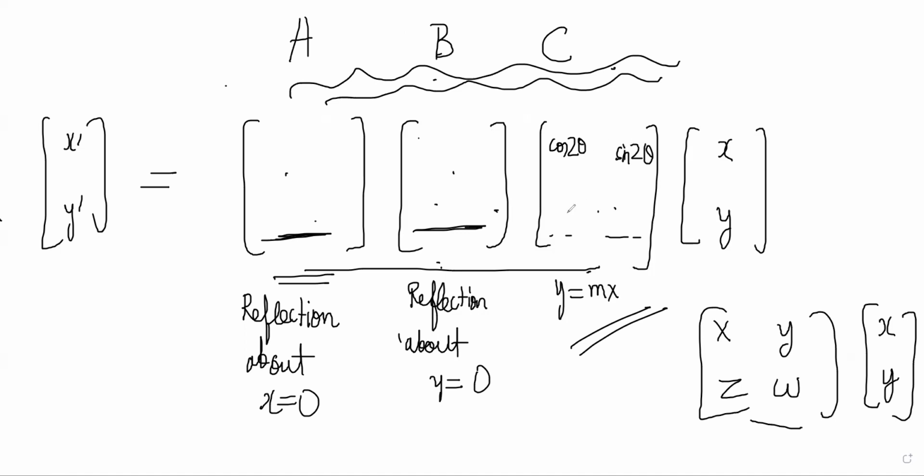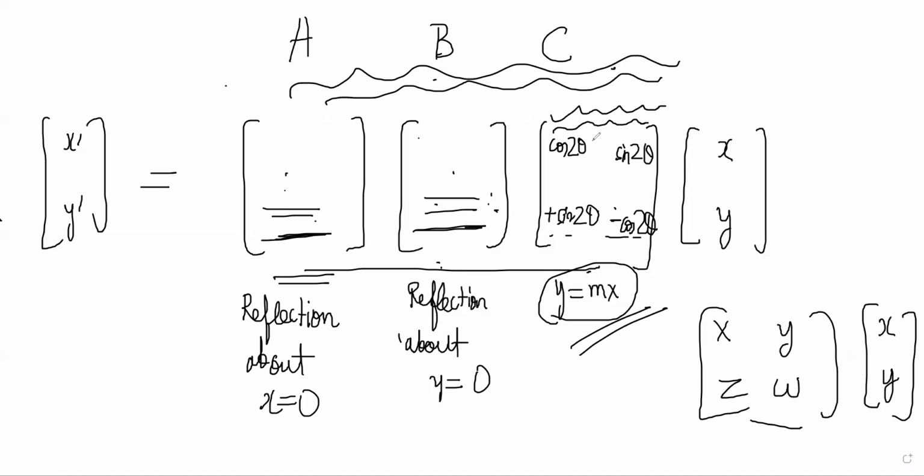If the first transformation was the reflection about y is equal to mx, you have to put this matrix first. Yeah, I got that. And then you have to put the other matrix, which is the second operation, and then the final matrix. The proof of the reflection matrix about y is equal to mx, you have to do by the general method, not by doing special cases.